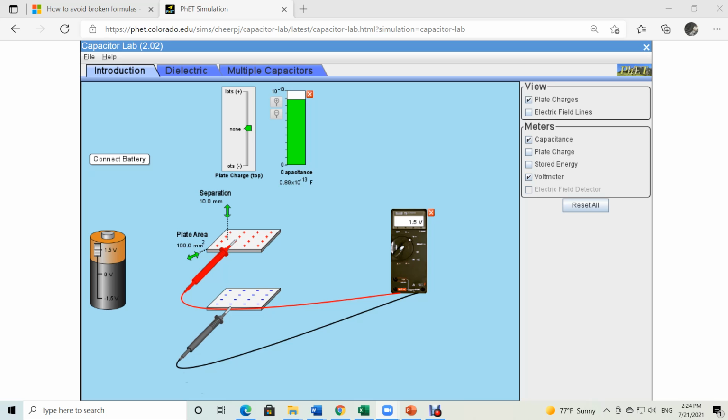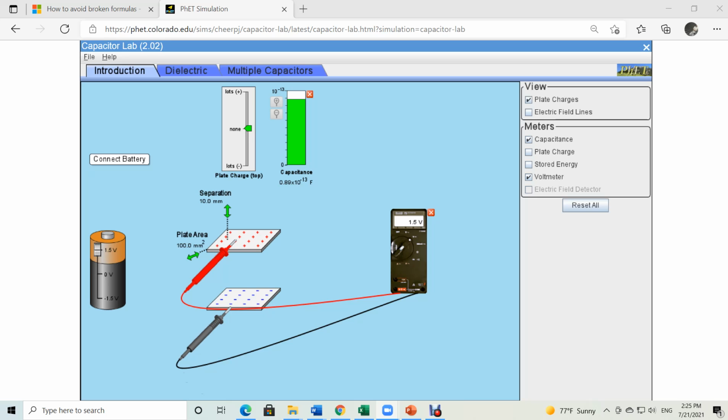Last time I checked, it was around 5.05. It is losing charge, but it's losing charge very slowly. No capacitor is an ideal capacitor.